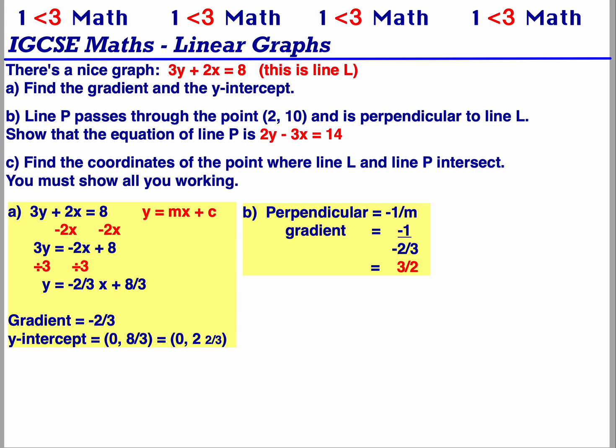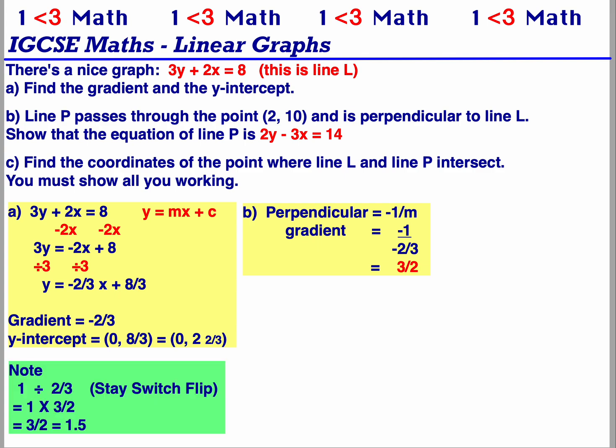Now, I'm going to put a little note here because that's not the easiest thing to comprehend. What I've done there is, getting rid of the negatives first of all, I've got 1 divided by 2/3. And I stay switch flip. So 1 stays, the divide switches to a times, and I flip the second fraction. So that becomes 1 times 3 over 2. That's 3 over 2, and that's 1.5. So 1.5 is probably a little bit easier to use, and therefore I can start to write the equation in the form y equals mx plus c for the perpendicular graph.